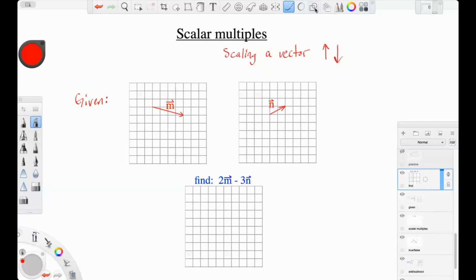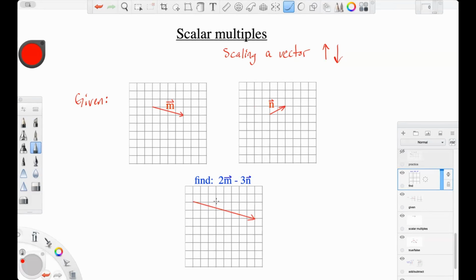For vector m, looking at that, we're going to go from the initial to the terminal point, so to the right 4 and down 1. But if I want to scale that up by a factor of 2, I'm just going to multiply those two directions by 2. So instead of right 4, down 1, I'm going to go to the right 8 and down 2. I'll start here. I'm going to go to the right 1, 2, 3, 4, 5, 6, 7, 8, and down 1, 2.